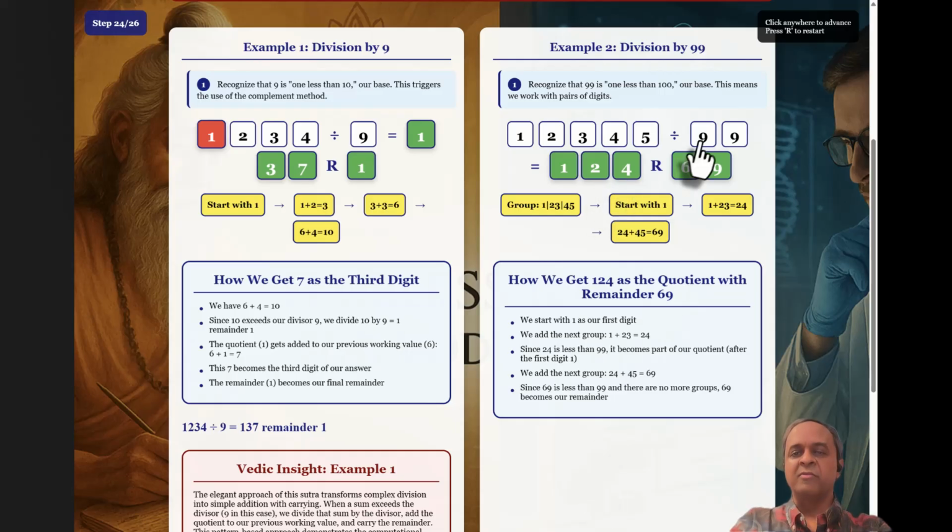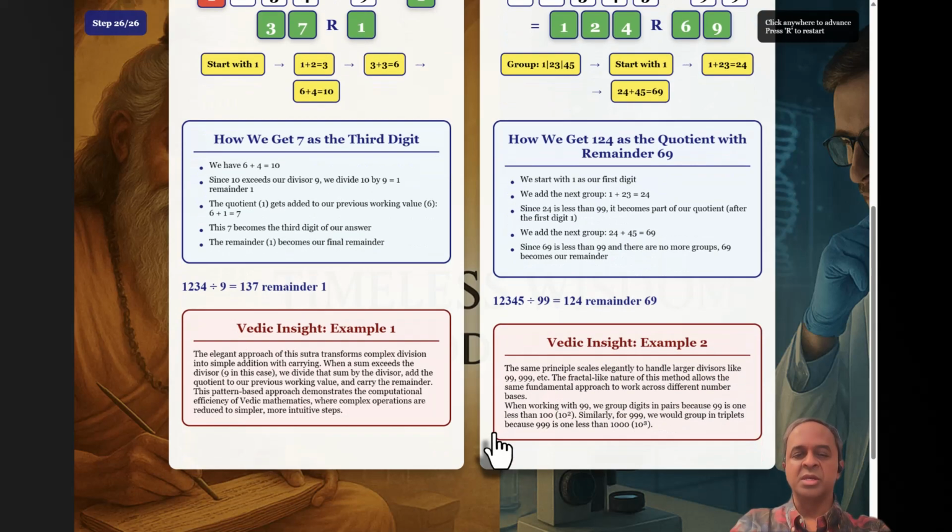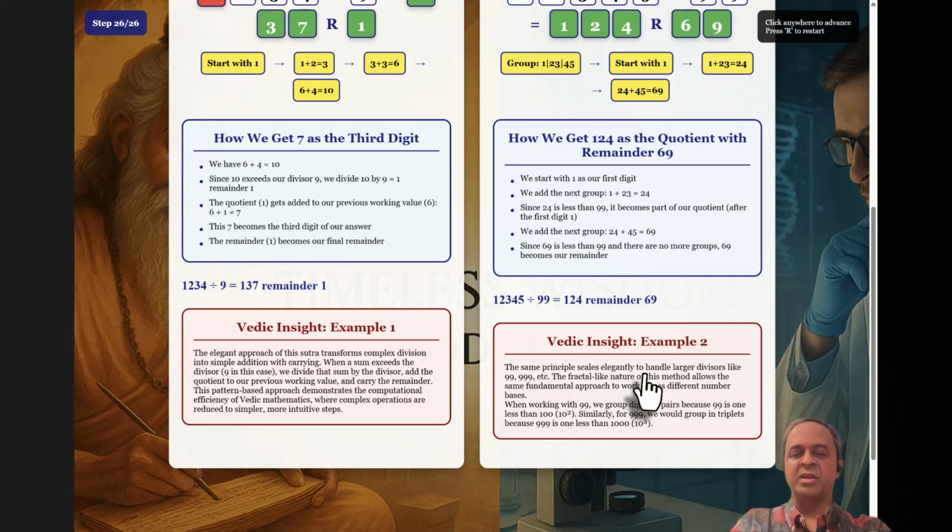This was a bigger divisor, bigger number, and was a lot faster than the previous one. Again, it's all about recognizing the patterns, right? So 12,345 divided by 99 is 124, remainder 69. How quick it was. Same principle scales elegantly to handle larger divisors like 99, 999, etc.